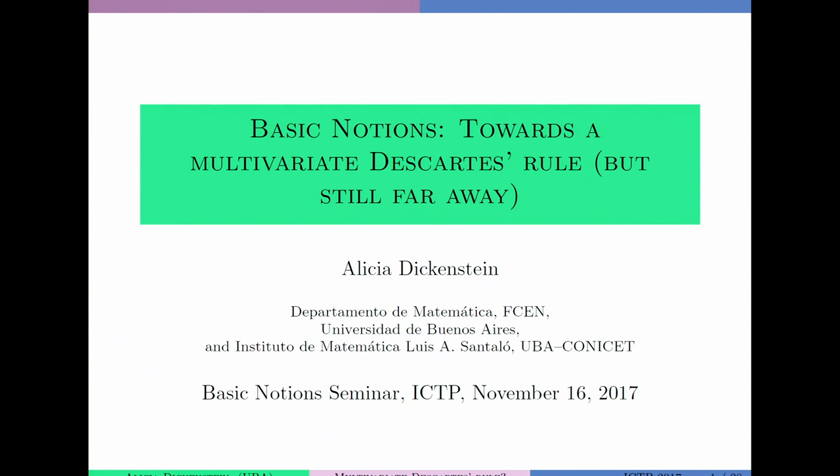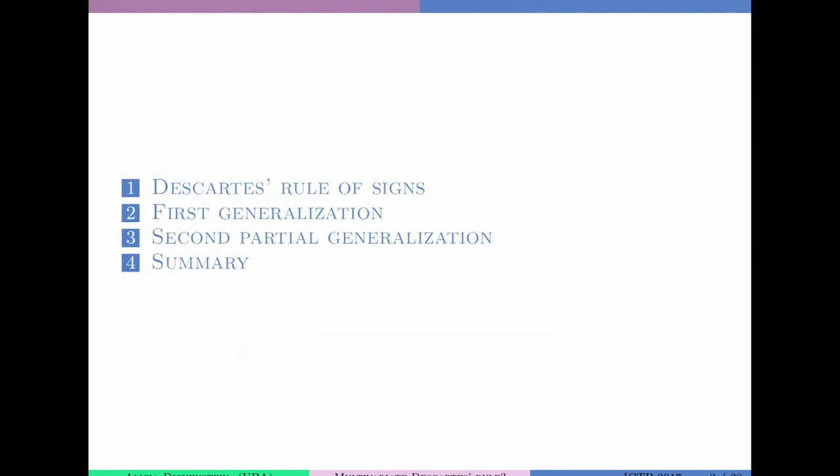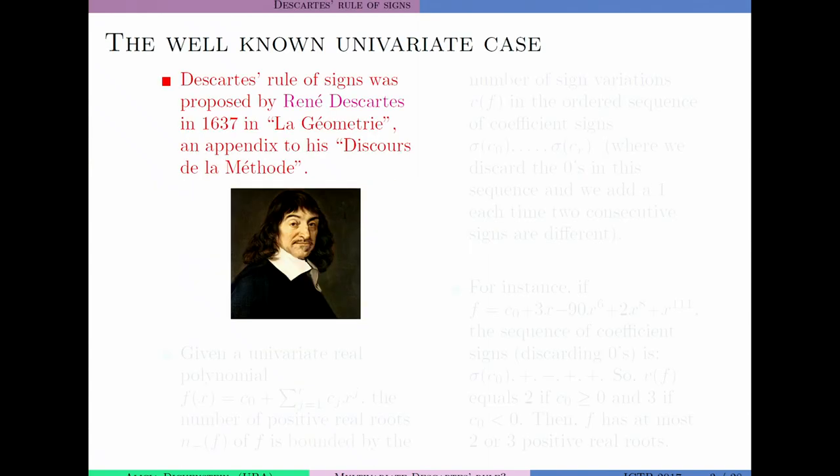Thank you. Okay, this is meant to be elementary. I hope I can do that. So I will remind you of Descartes' rule of signs, and then I will try to present two multivariate generalizations. This is a rule for polynomials in one variable to count the number of positive roots. Then I will try to summarize and show you how wide open the complete generalization is, even if it is very easy to state.